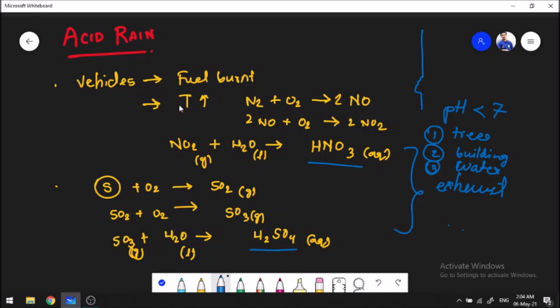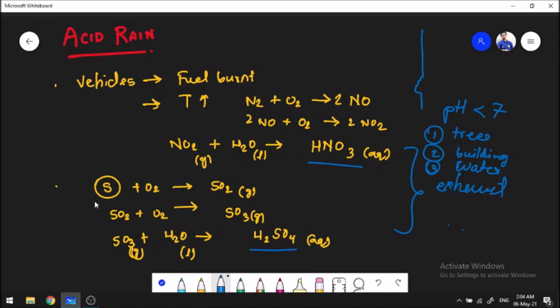Inside the vehicles, we have very high temperatures because of the burning of fuels. Nitrogen from air and oxygen from air combine together to form nitrogen monoxide. The nitrogen monoxide reacts with oxygen to form nitrogen dioxide. All these are in gaseous forms. The nitrogen dioxide reacts with water to form nitric acid.